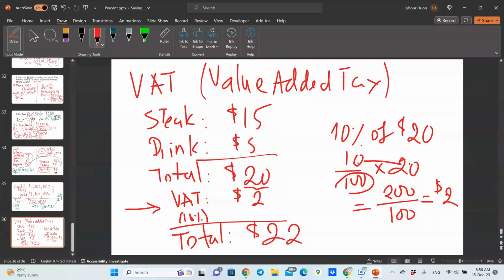Actually you spend only $20, but the government says, when you spend, you are rich already, so it needs to be subjected to tax. That is the sales tax. So they add 10% more for the government. That's called value added tax. Okay, $22.